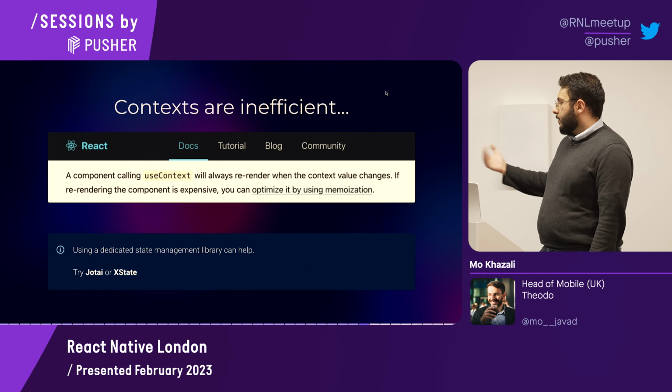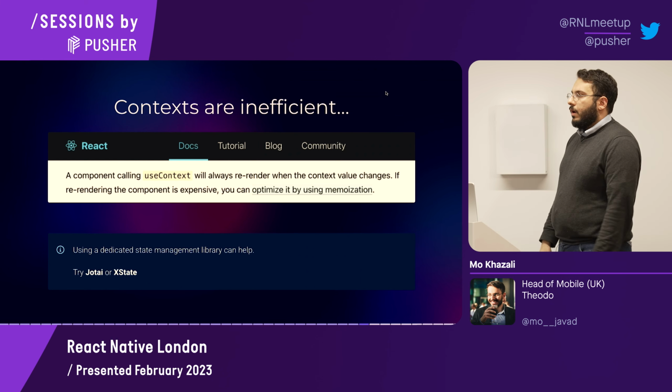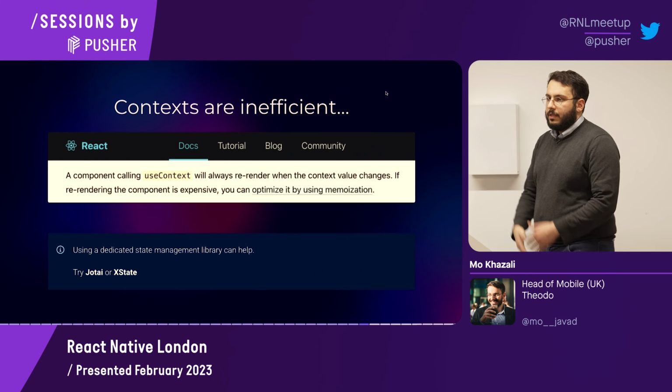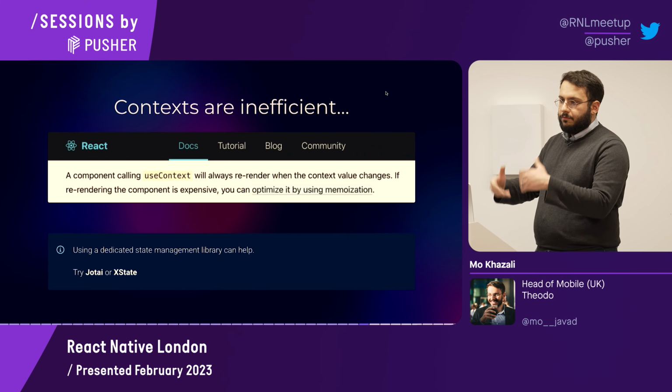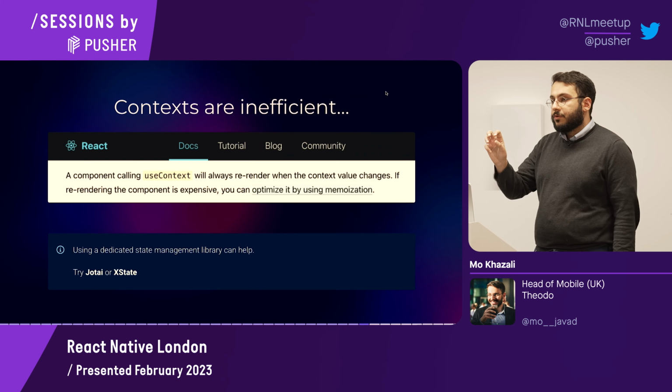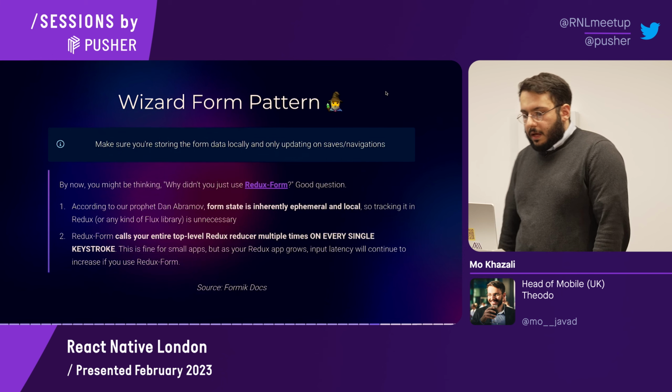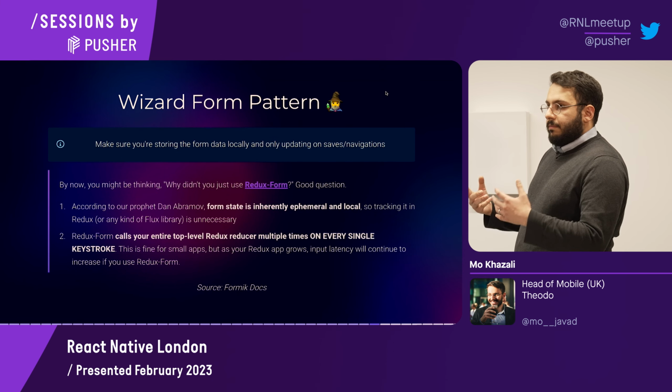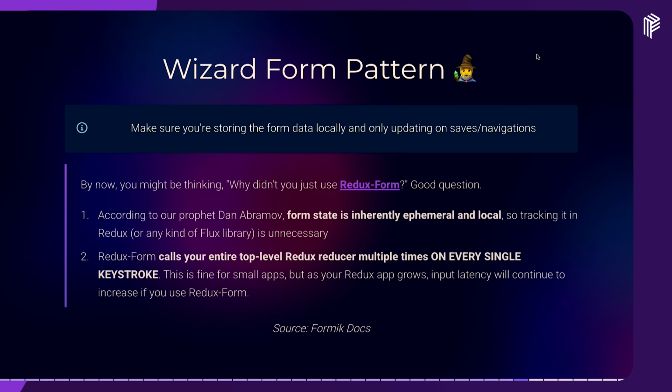If you use something like Jotai or XState, those are generally going to let you have things like selectors, where they would only render the screen in the case where that specific data that you're interested in for that screen changes. A good example of where this overall context causing an insane amount of re-renders happens is highlighted with this wizard form hook.